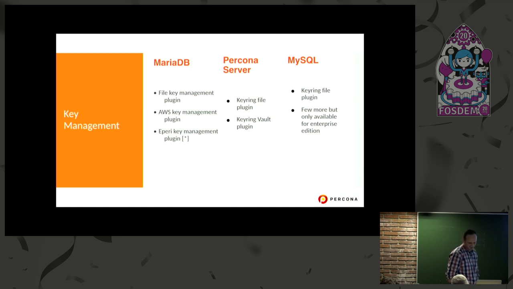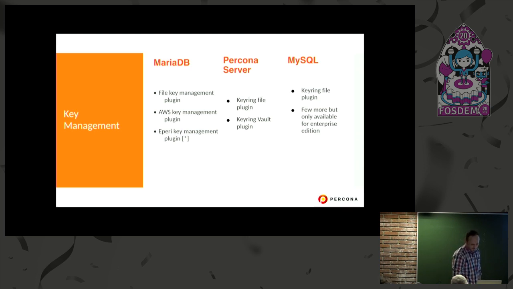Keyring plugins in MariaDB: we have file key management. It's a basic key management plugin. It reads the key from a plain text file. MariaDB also has a nice tutorial on how to encrypt this file, so it's not readable by users. Then AWS key management: you can use this with the AWS Key Management Service. Then the eperi key management. I got this from the MariaDB documentation, but when I went to the links for eperi, it shows 404. So I'm not sure if it's supported or not.